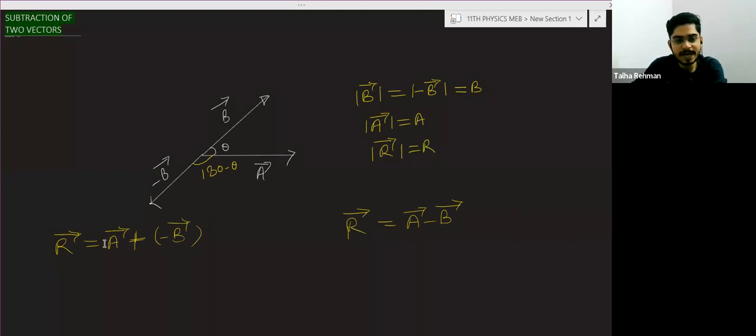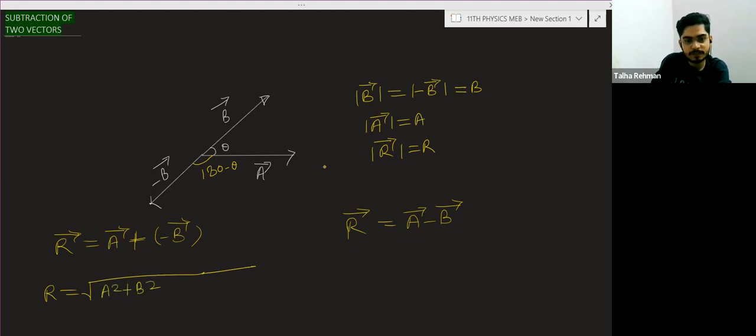So when you apply the parallelogram law between this vector and this vector to calculate the resultant, that parallelogram law is given by A square plus B square, because the magnitude of A is A and the magnitude of minus B is only B, plus 2AB cos. But this time, what will be the angle between A and B? 180 minus theta. So we take cos of 180 minus theta.